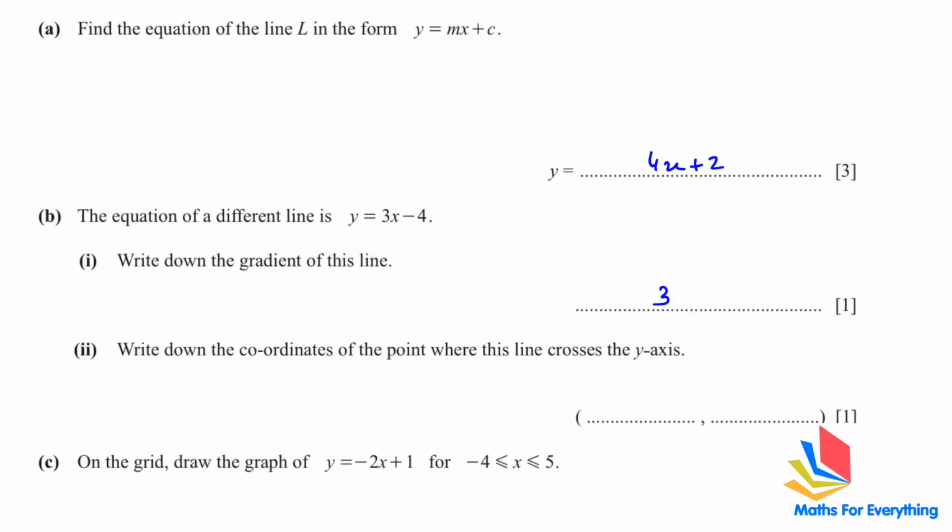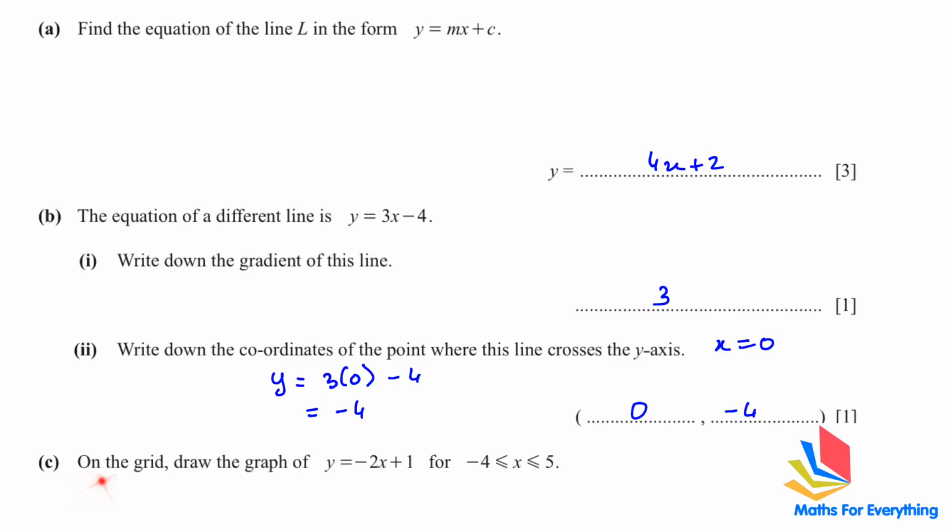Next, write down the coordinates of the point where the line crosses the y-axis. When any line crosses the y-axis, the value of x is 0. So in place of x, substitute 0 to get your y. That is 0 and -4.